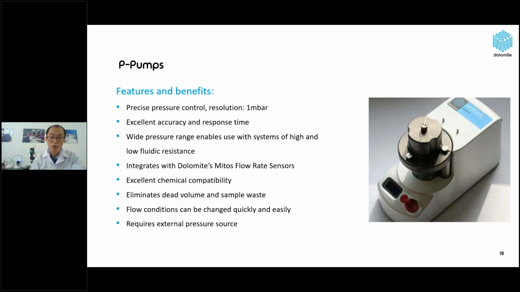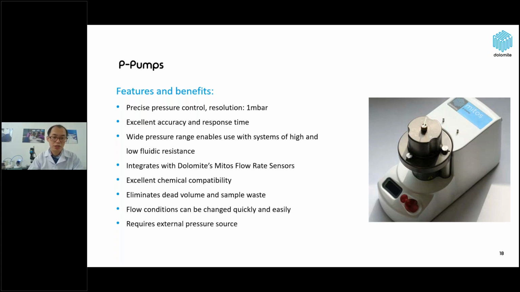that measures the flow rate, and it has excellent chemical compatibility. It also eliminates dead volume and sample waste with the design feature of a lockable pressure chamber, which is very easy to access and accommodates the vial of the fluid. It has a capacity for fluid sample from 100 microliters to 30 mL, allowing long experiment runs. And the Mitos P-pump uses fluids directly from the chosen vial, so it reduces sample waste.